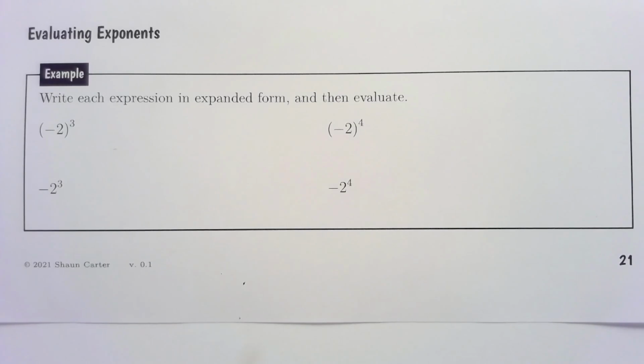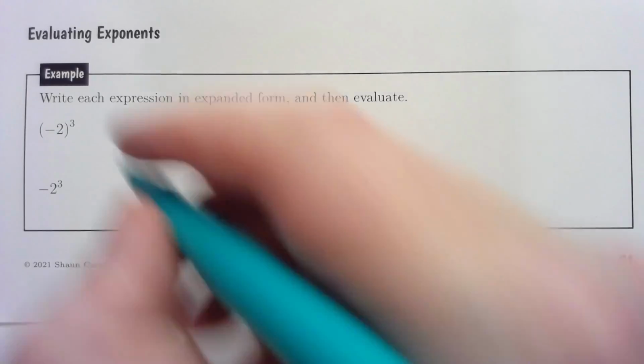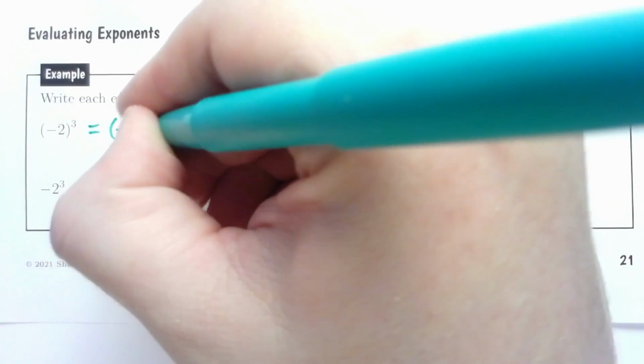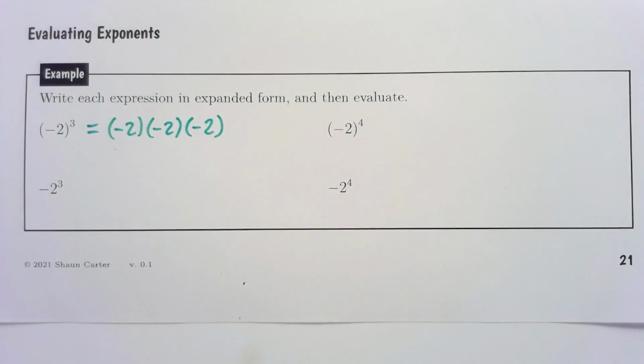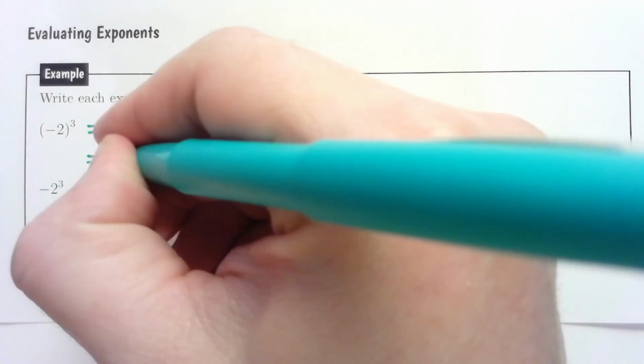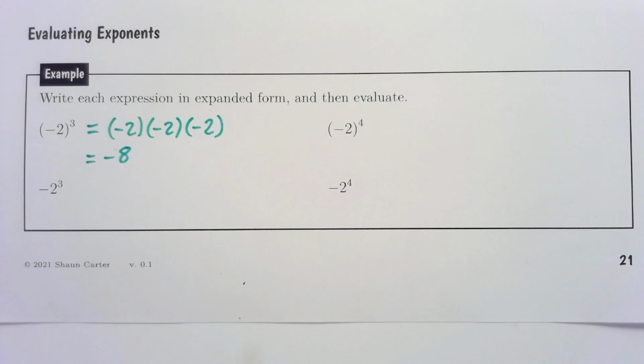previously. So this first expression, we have negative 2 in parentheses, and then that quantity is to the power of 3. That means our base is negative 2. So this is negative 2 times negative 2 times negative 2. If we evaluate this, negative 2 times negative 2 is 4, times negative 2 again is negative 8.